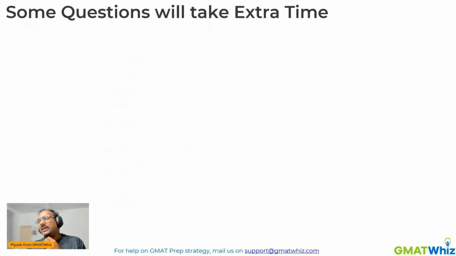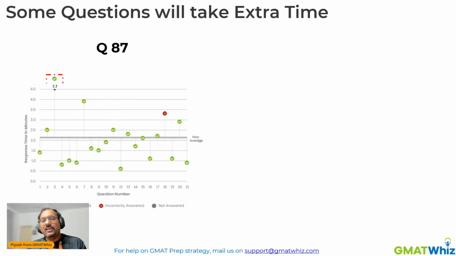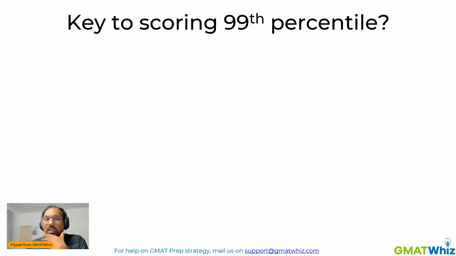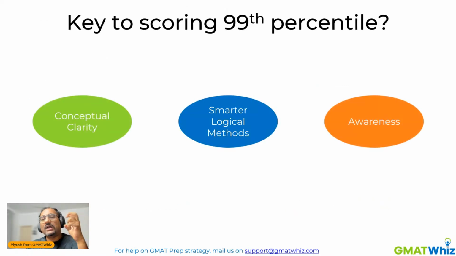I talked about this a lot, and I also focused on the fact that you would need some questions in quant, and even in DI for that matter, will require some extra time, as you can see on the scorecard of some of the students who have done really well in these tests. But these people were able to save time from the remaining questions. So it's important in GMAT to have conceptual clarity, use smarter logical methods, and also be aware. So I talked about these two aspects a lot in the last session.